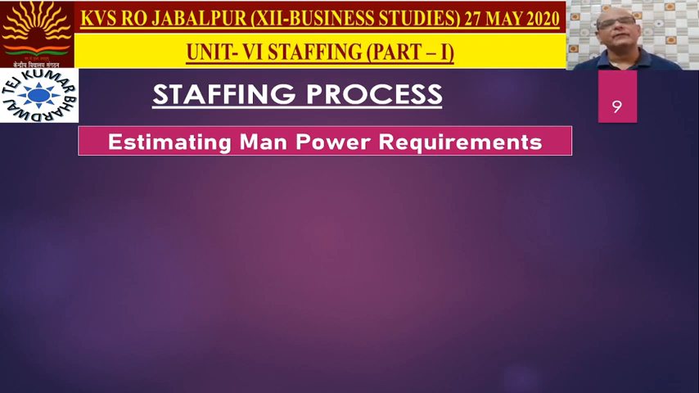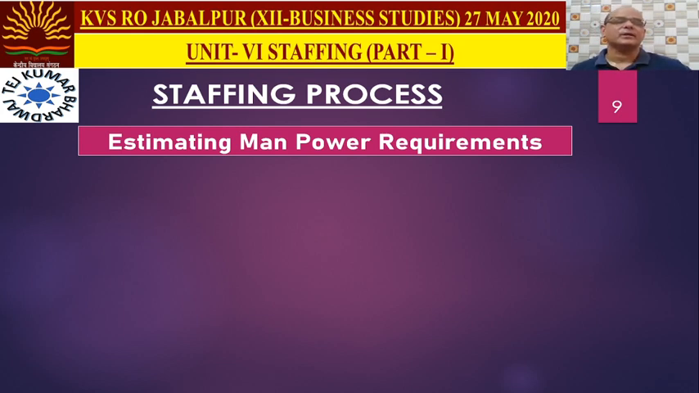Before we start with the staffing process, let me tell you, in this unit number 6, that is staffing, we will be studying 3 processes. One is the staffing process, second is the recruitment process, and third is the selection process. So we will be discussing all these. First of all, staffing process is a very wide term, which includes recruitment and selection as its steps.